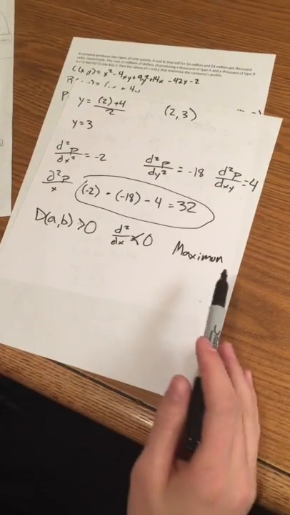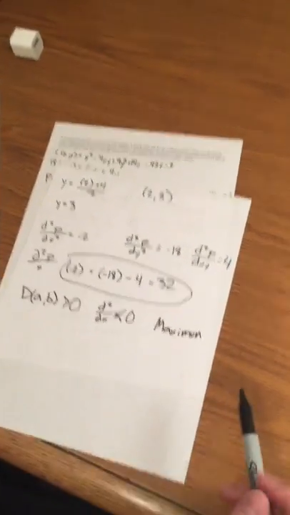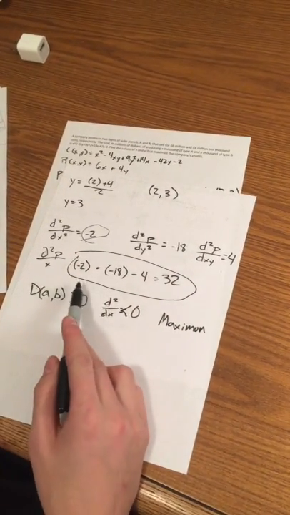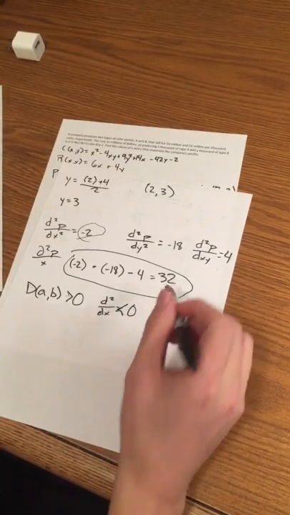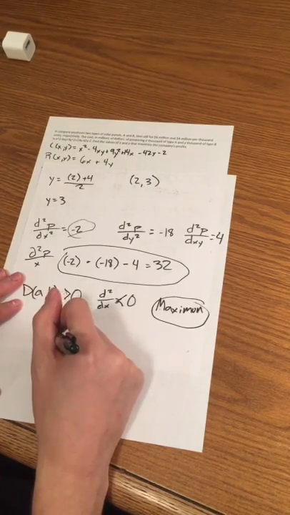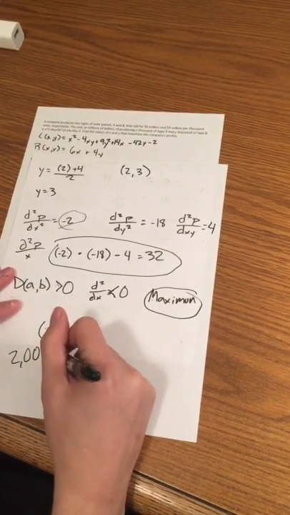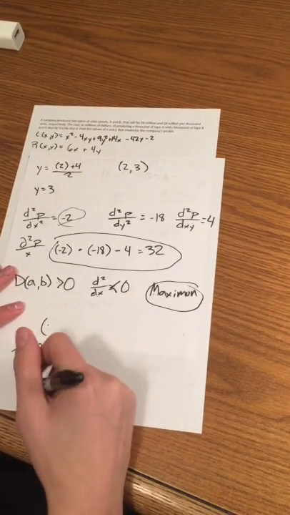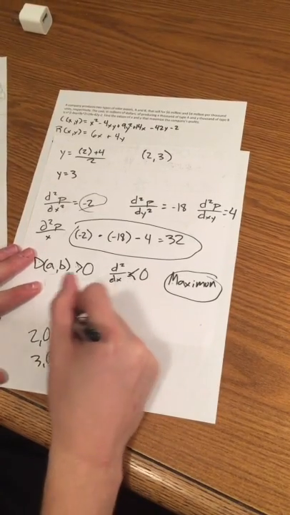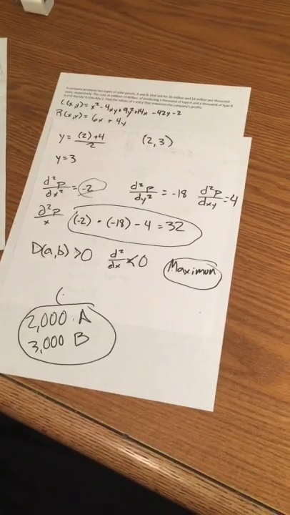So if we check that, is our second derivative of x less than 0? Yes. Is our formula here greater than 0? Yes. We have our maximum. Our answer is going to be 2,000 units of solar panel A and 3,000 units of solar panel B. Here's our answer. Thanks for watching.